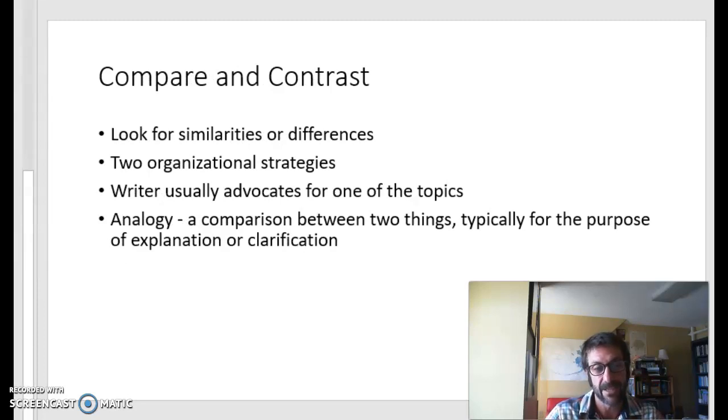Now, compare and contrast information. This is the type of essay that you're going to be writing. We have a compare and contrast essay in this class, we have a definition essay in this class, and we have a research paper and a narrative. This is the compare and contrast essay.